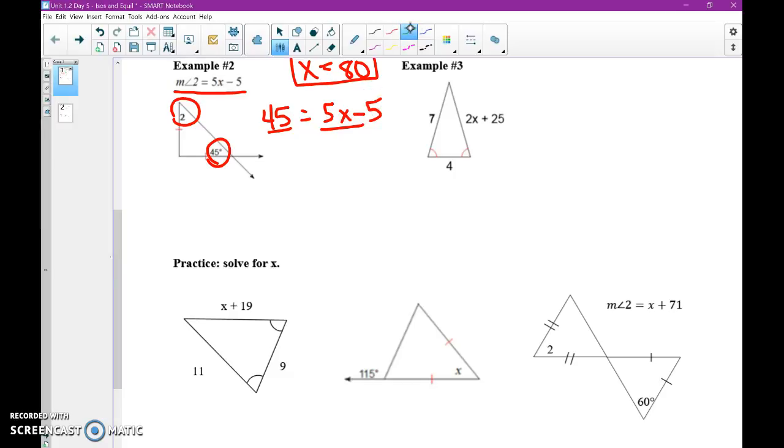From that point, now it's just some algebra. I want to get x by itself. So I need to start with the adding and subtracting portion. It's being subtracted, so I'm going to add 5 to both sides.